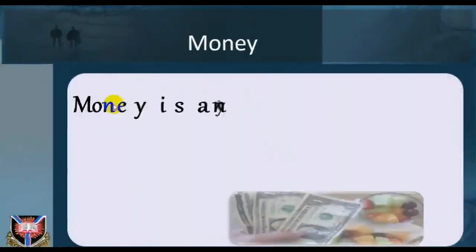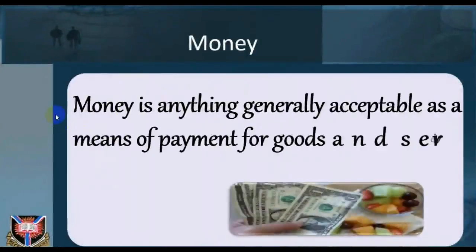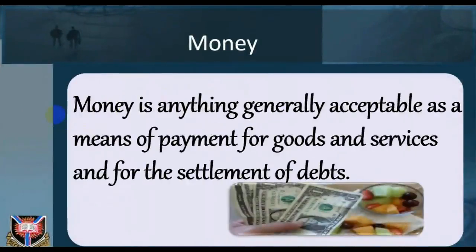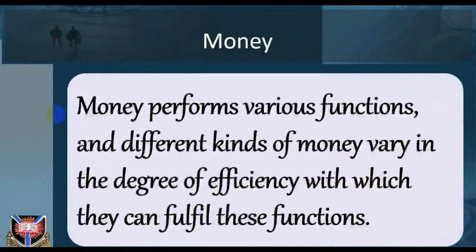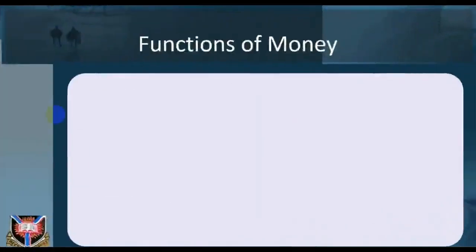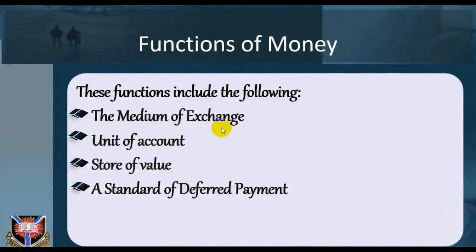Functions of money. These functions include the following. Number 1, medium of exchange. This is the most important function performed by money. Money allows the complexity of modern economy based on specialization to be possible. This removes barter, which is the system of exchanging goods for goods directly. This is a cumbersome system in which every transaction requires a double coincidence of wants.